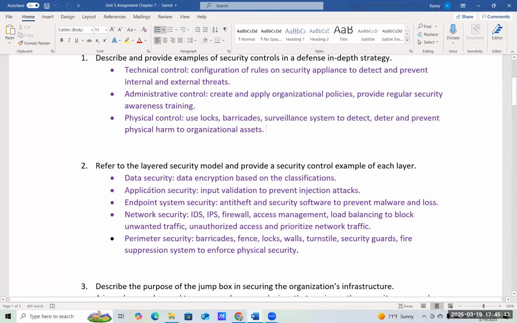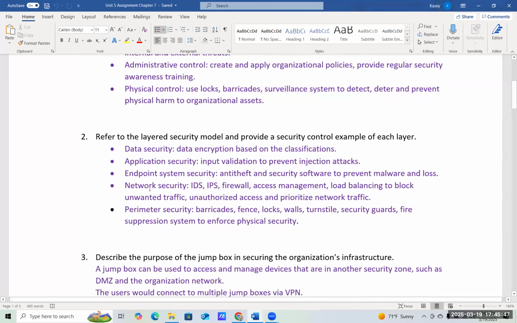Then we talked about endpoint security. Those are your devices, like handheld devices, tablets, PCs, laptops, smartphones. We might want to have anti-theft systems, right, where we can remotely lock the device in case it's lost or stolen. You can use security software to prevent malware from impacting the system. So those are only a few examples.